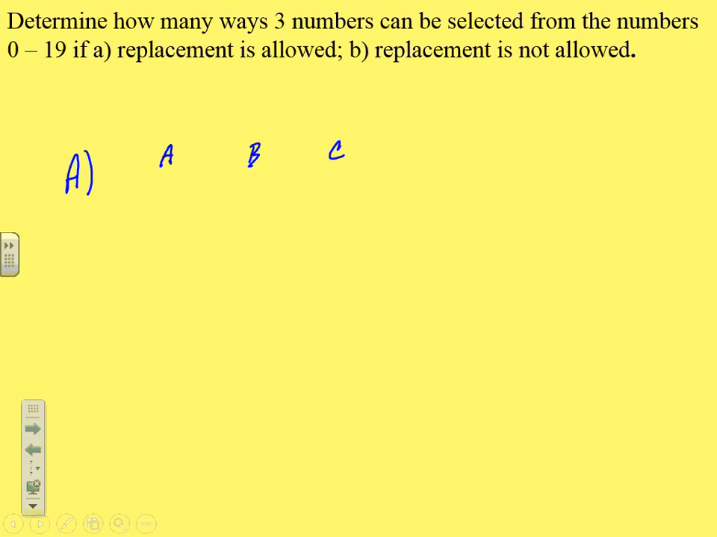Well, if I replace it, then each time between numbers 0 to 19, that means that there's 20 numbers in the bowl each time. So no matter what, in the first example, there are a total of 20 numbers each time that I am picking. So the number of ways of picking those 3 numbers, in this case we would say 20 cubed, or 20 times 20 times 20, and here we would get 8,000.